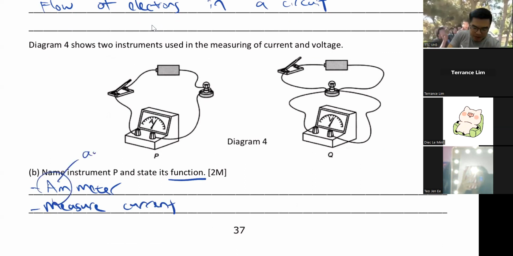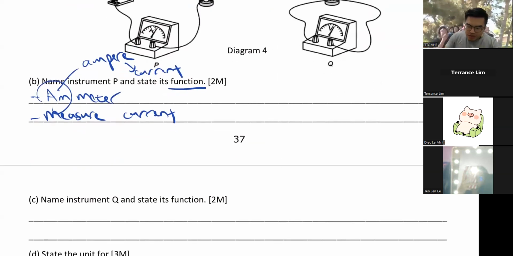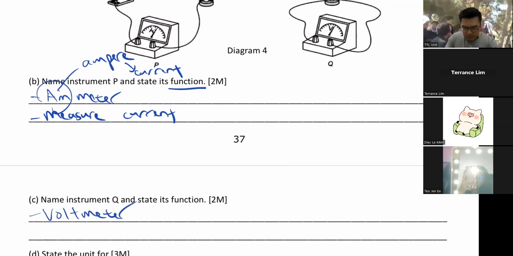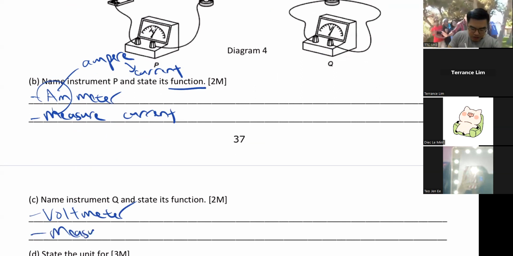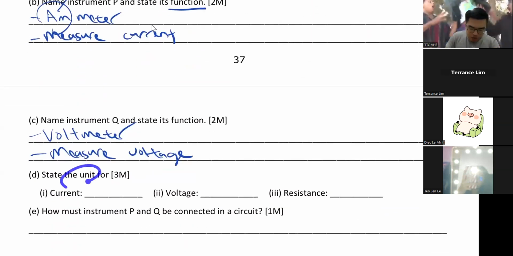Because A means ampere. Ampere is the current. Okay, next. Name instrument Q and its function. Q is the voltmeter. Okay, the voltmeter. Its function is to measure voltage. Right? Easy, huh? So state the unit for current.